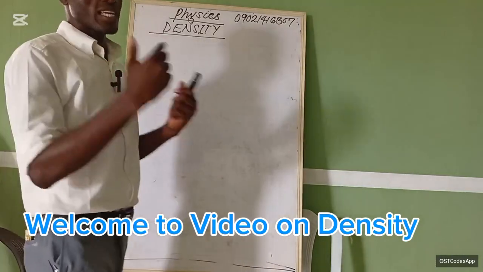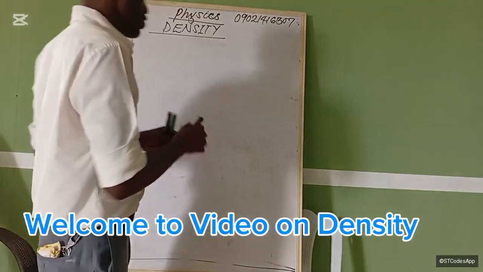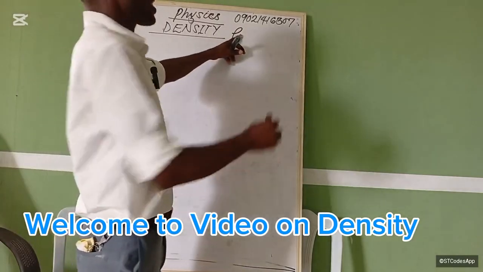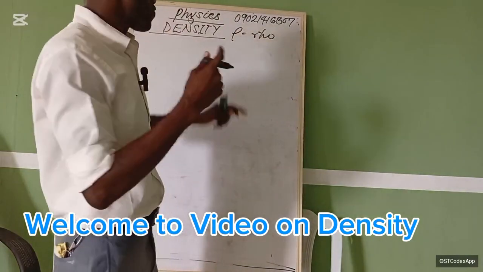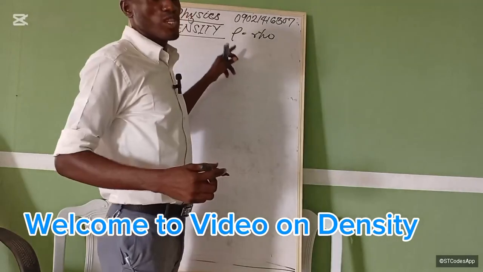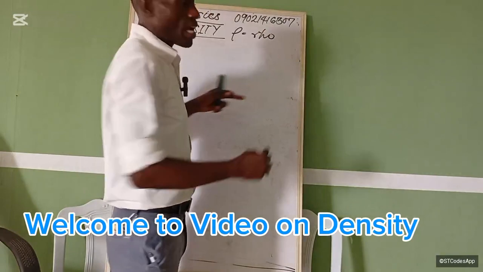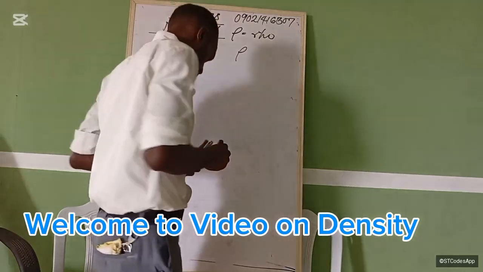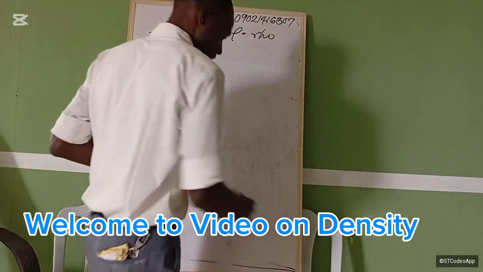Now, let's start again from the definition. What is density? Density is denoted by rho. This is a Greek letter, rho. And don't confuse it for resistivity. In fluid mechanics, rho means density. In electricity, rho means resistivity.